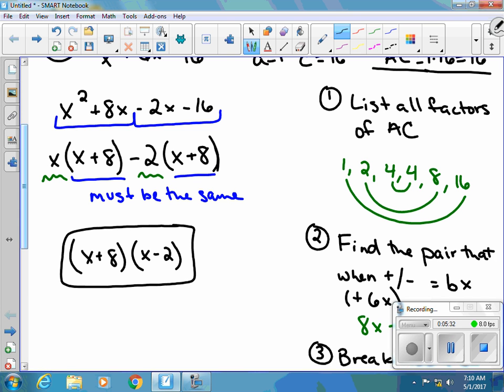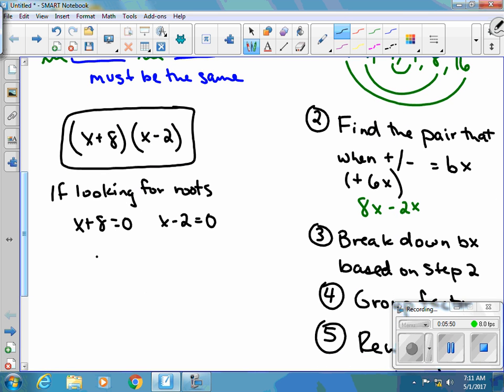So if I wanted to find the roots, I would set that equal to 0. So if looking for roots, what we do is x plus 8 equals 0, x minus 2 equals 0, and solve for that. So x would be negative 8 here, or it would be a positive 2 here. Okay, so that's if you're looking for roots. If you're just looking for the factorization, it'd just be that x plus 8 and x minus 2.